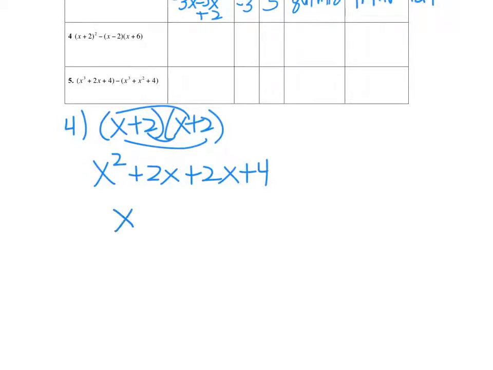All right, so we get x squared plus 4x plus 4. Now that's just the first part, okay? I'm going to write that in blue. That's just what I underlined right here. That's just that part. You see?